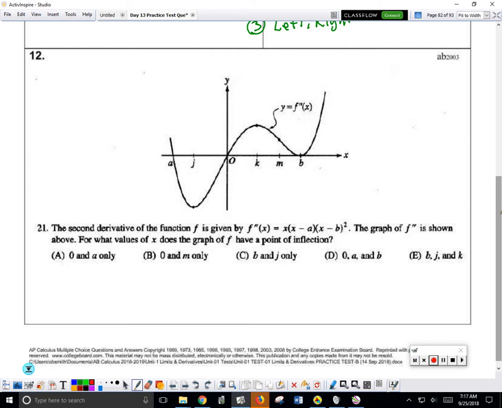So we know it's f double prime. We're looking for f. Point of inflection could be like when it changes from increasing to decreasing? No. Keep going. You were going to say it, I know. Zero then? No, that's the critical point.